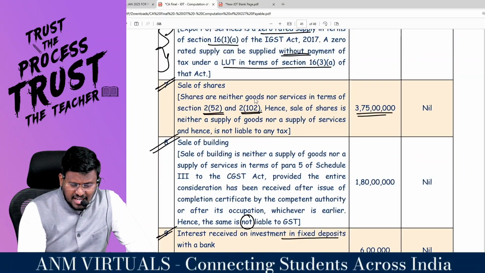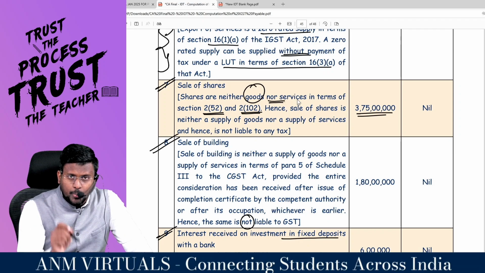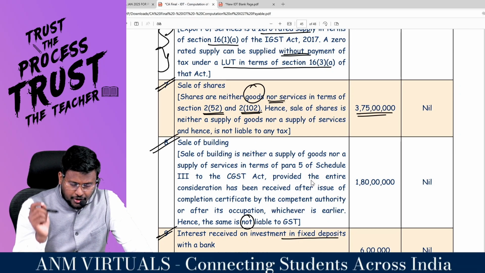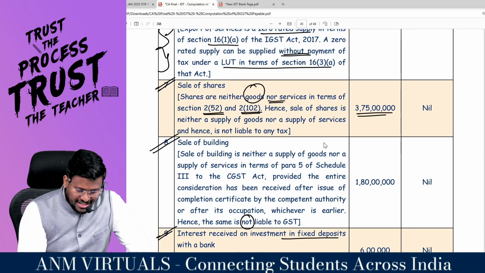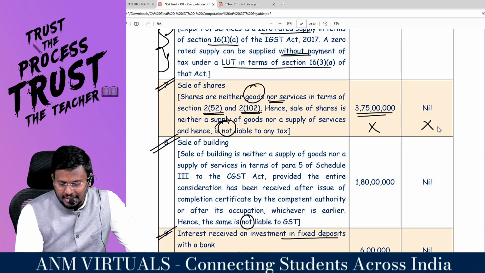Then they are talking about sale of shares. You tell me, shares are neither goods nor services. In terms of section 2, subsection 52, which is talking about the definition of goods, and section 2, subsection 102, talking about the definition of services, hence sale of share is neither a supply of goods nor a supply of service, hence not liable to collect any tax.